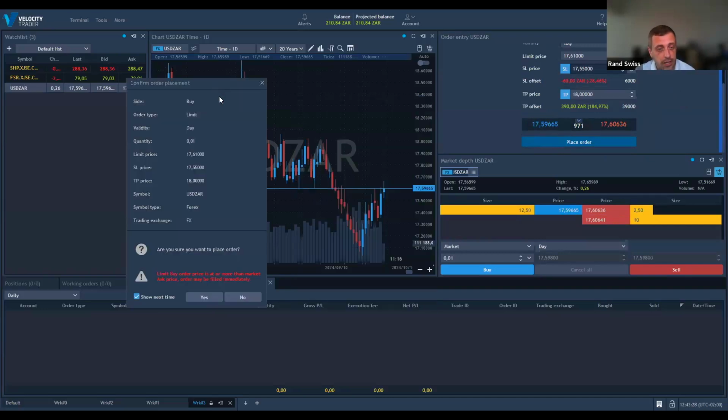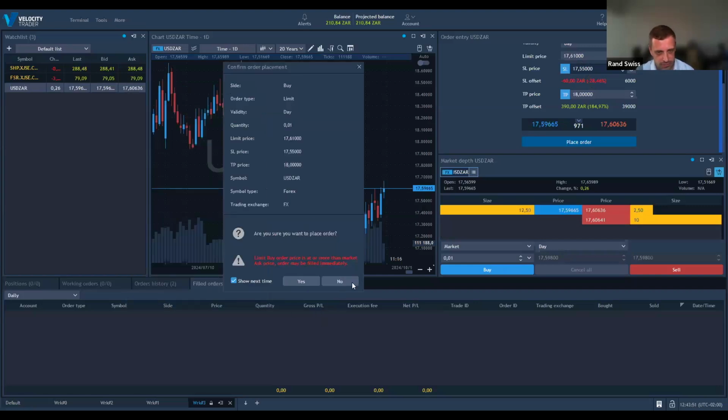Because what I'm saying is I'm willing to buy, but I want to buy at 17.61 or better. And this window is telling me, well, currently the price is below 17.61. This price is better. So it's going to trade immediately. That's the only thing this thing is warning about. So it's fine. You can just say, yes, that's fine. No worries. Okay. So I place the trade.